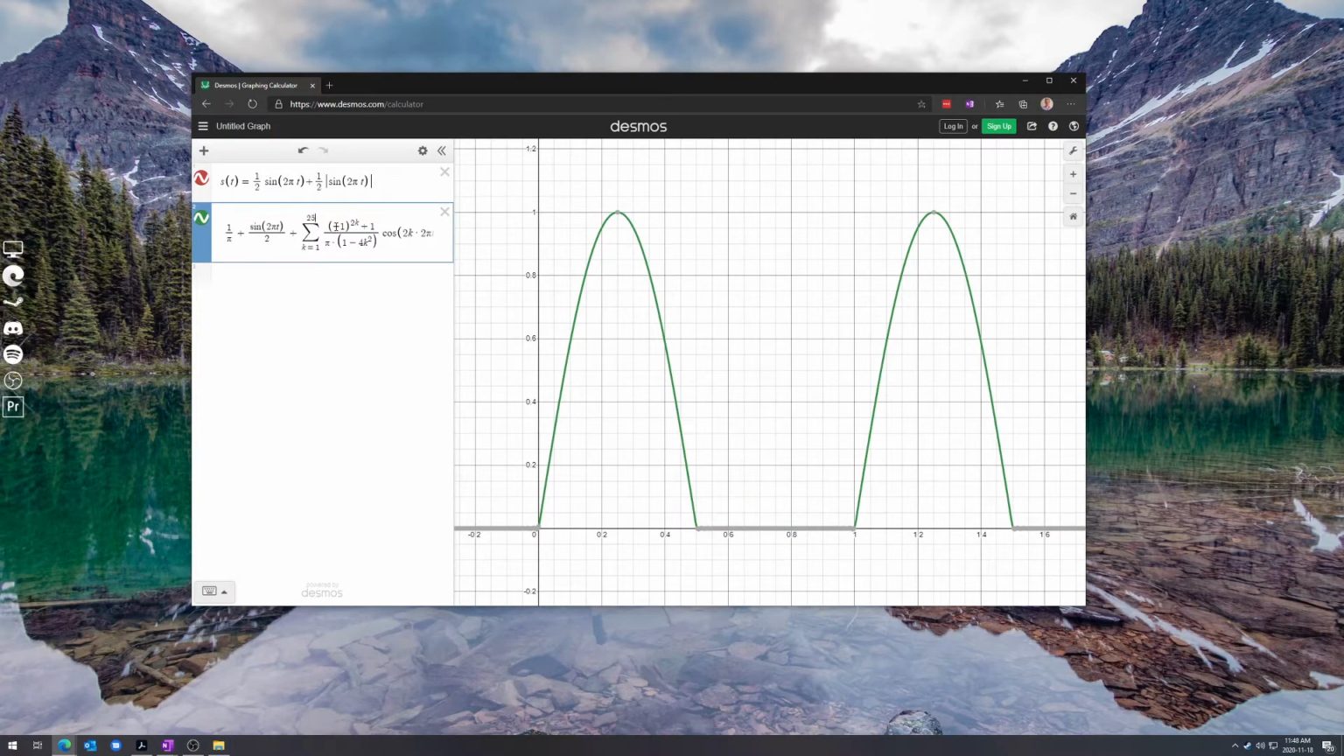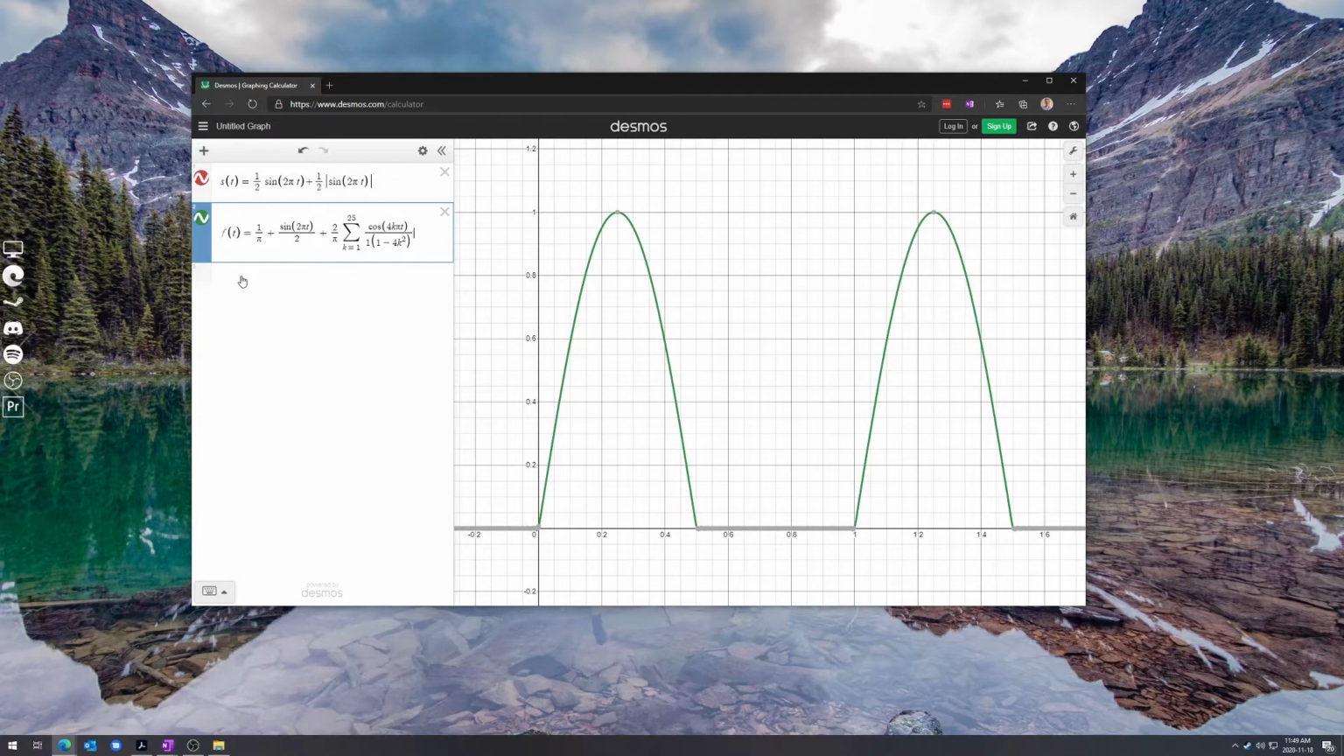Now, this means that we end up with -1 to an even powered number all of the time, and this is just equal to 1. And 1 plus 1, well, that's just 2. And this 2 over pi we can move out front. And then our cosine term, we have 2k times 2 pi t, which could simply be 4k pi t.